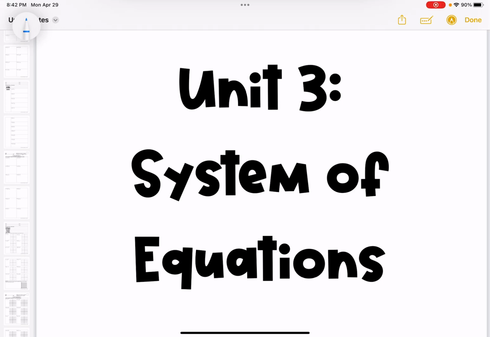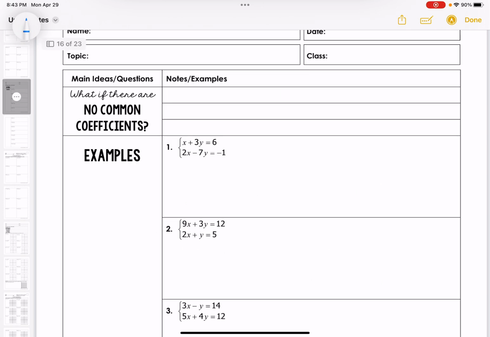All right, we are still in the Unit 3 System of Equations packet, and today we're going to be on pages 15 and 16. So, in the previous notes video, we looked at using the elimination method, and in all the examples we completed, they had common coefficients. Now, today we're going to talk about what if there is no common coefficients.